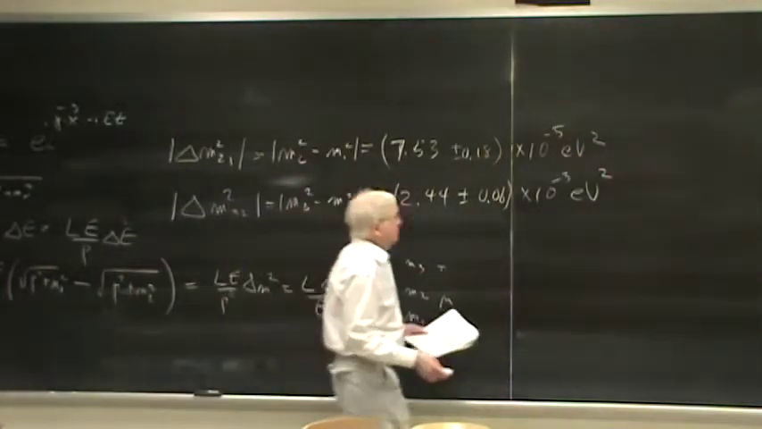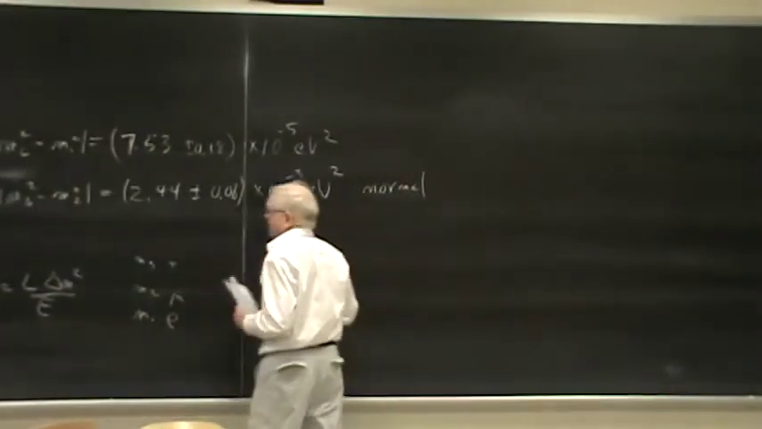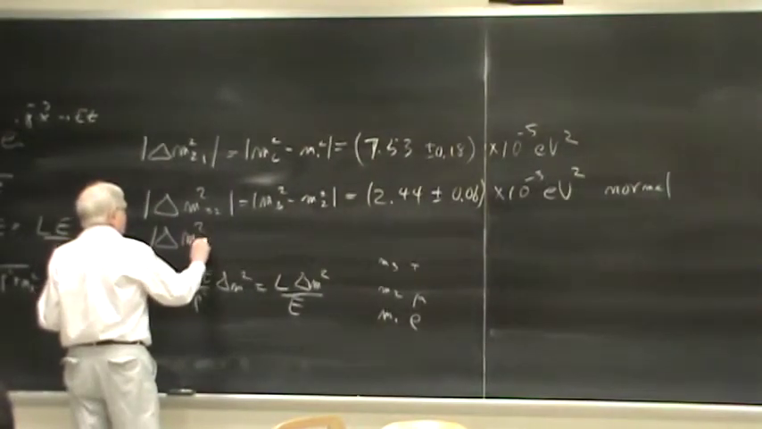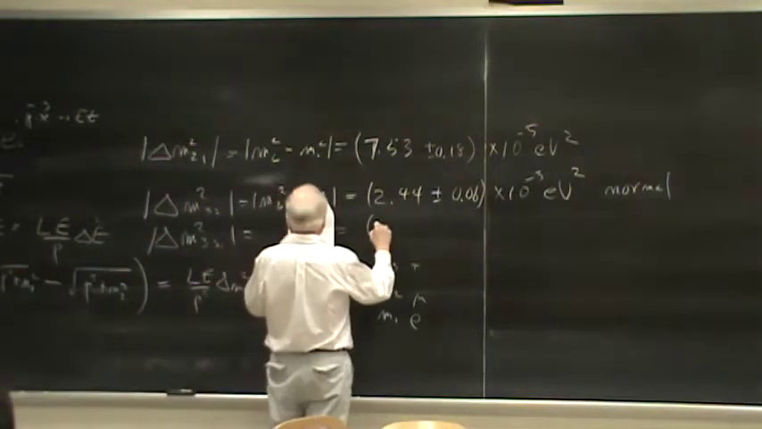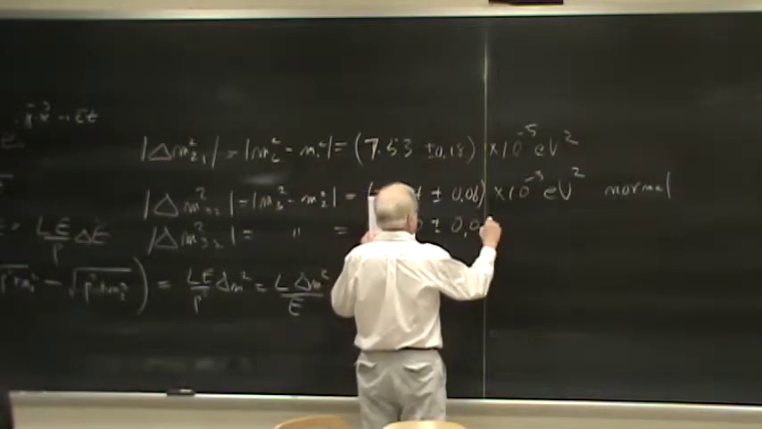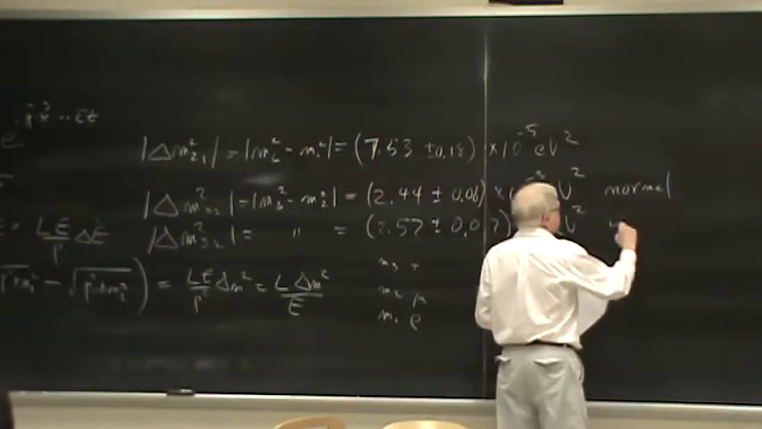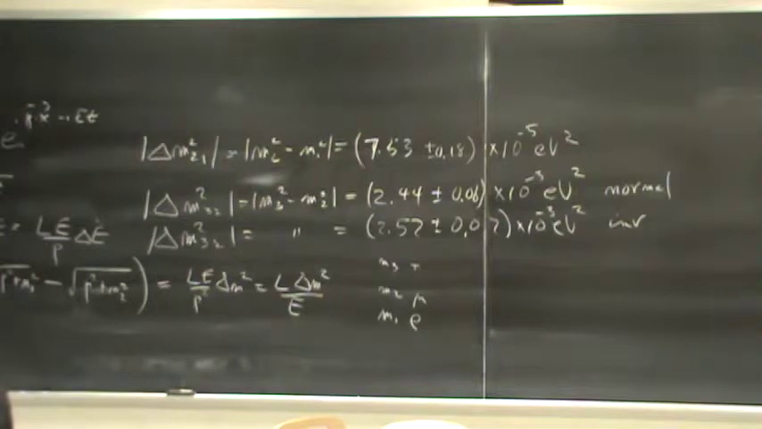And so this is called the normal mass hierarchy. And then the other case is delta m squared 3,2 equals the same thing, and in this case it's 2.52 plus or minus 0.07 times, again, 10 to the minus 3 eV squared. So this is inverted. So one of the big questions is, what's the story? Is it normal or is it inverted?